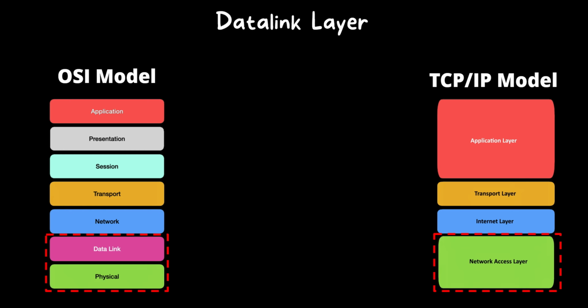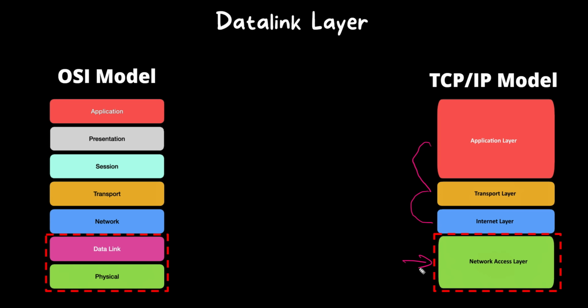Starting from the bottom, it comes right after the physical layer, and from the top it is after the network layer. On the screen you can see the OSI model at your left side and the TCP/IP model at your right side. The OSI model has 7 layers and the TCP/IP model has only 4 layers. Whoever created the TCP/IP model, from their point of view, after the application layer, the transport layer and the internet layer, there is only one function remaining, which belongs to the network access layer, this one.